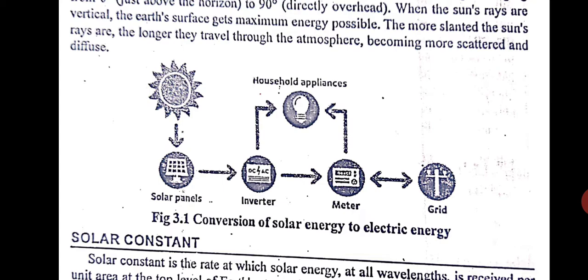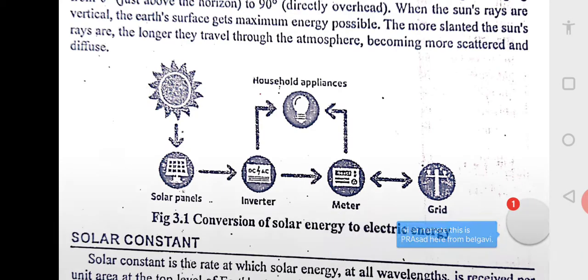Some part of that will be used in the house to run the appliances, and whatever balance is there is sent to the meter, and from the meter it is sent to the grid. This meter is known as a bidirectional meter, meaning it has two directions. When it is sending, it measures how much power it is sending to the grid, and in the night time when sunlight is not there, it has to draw current from the grid. So it will measure on either side, incoming power as well as outgoing power from the house. So this is called a bidirectional meter.